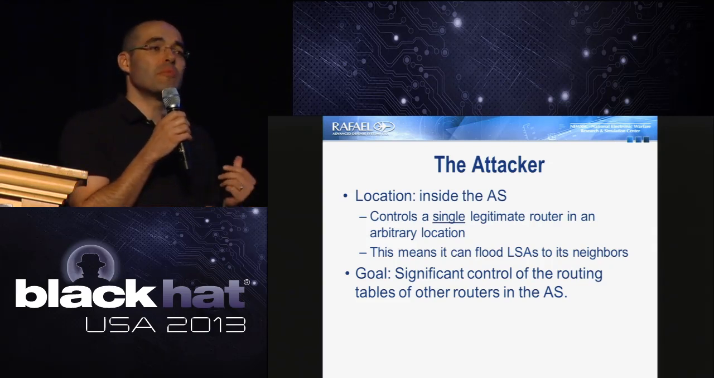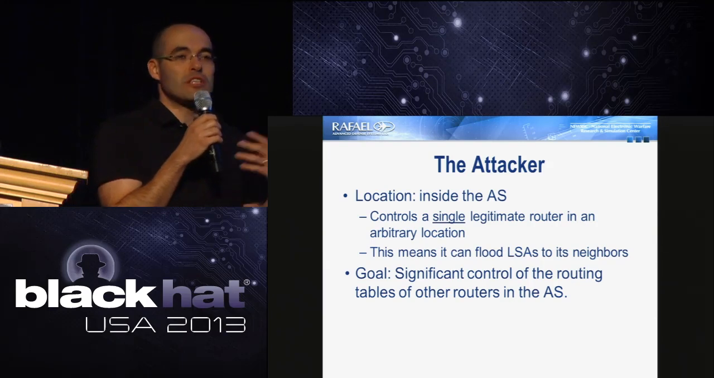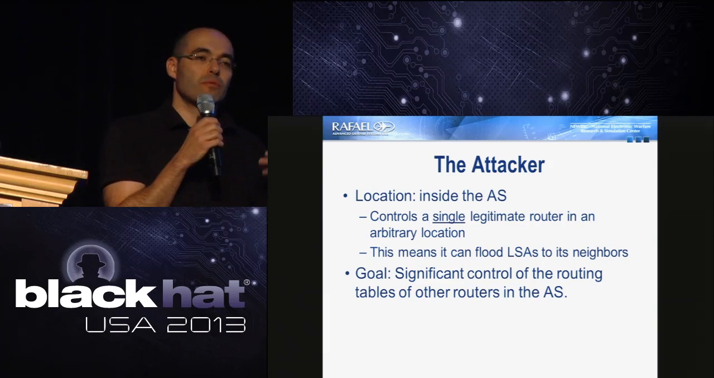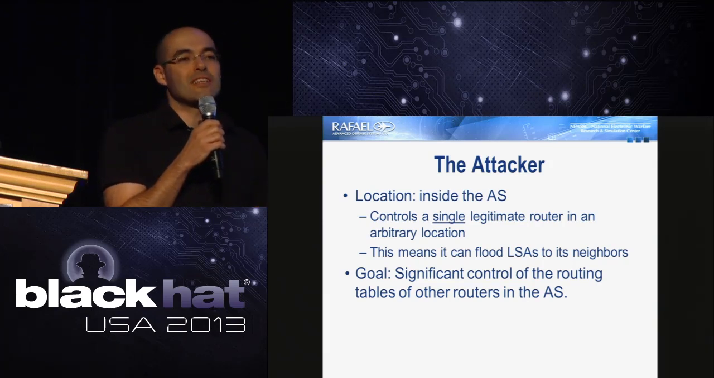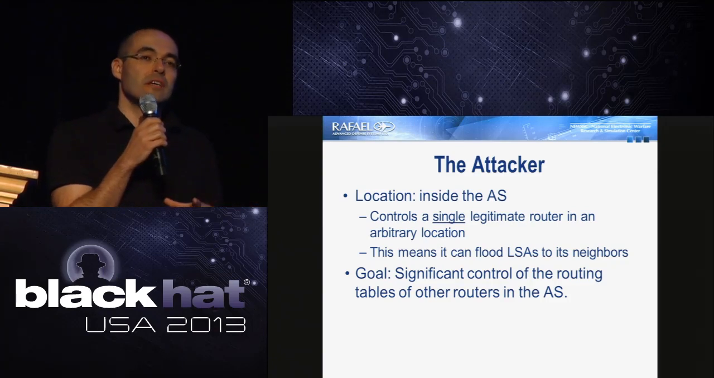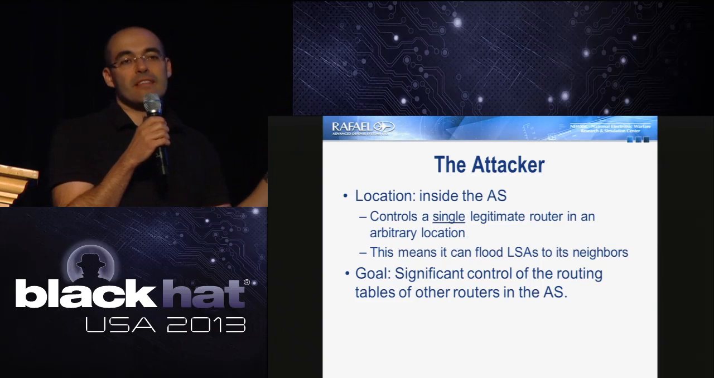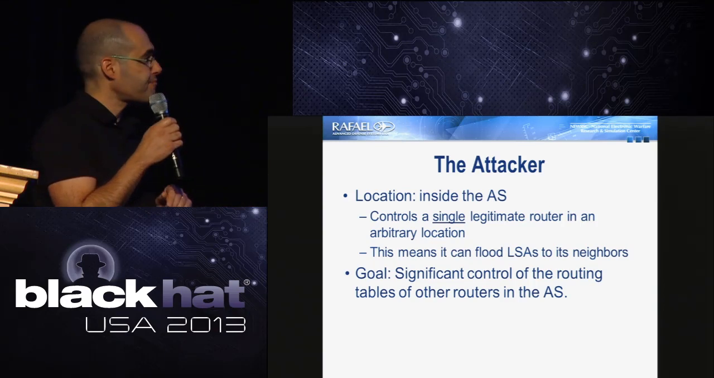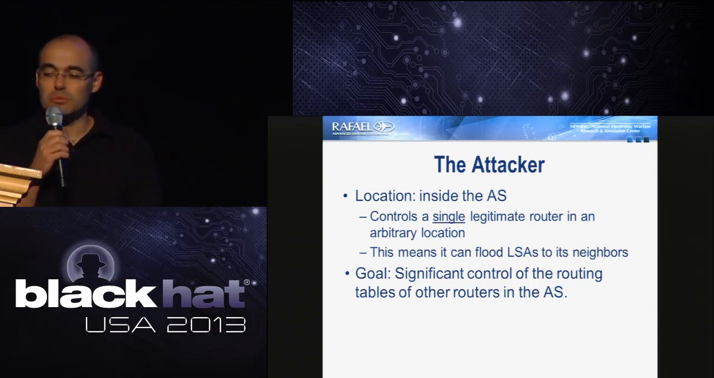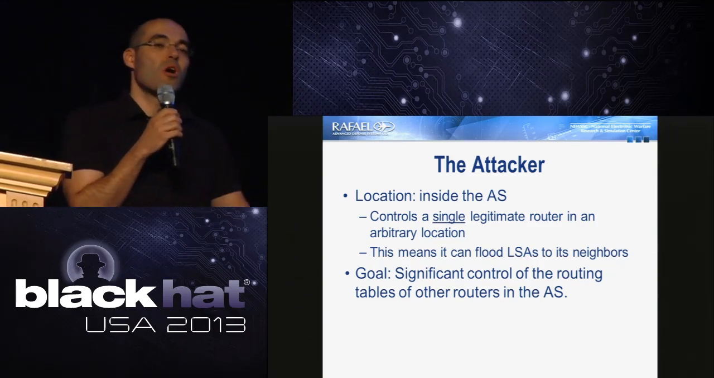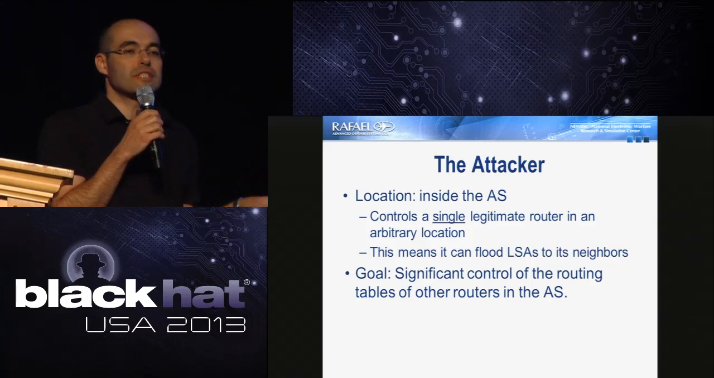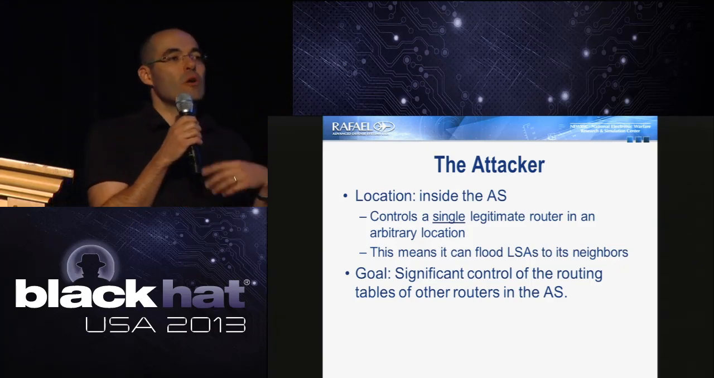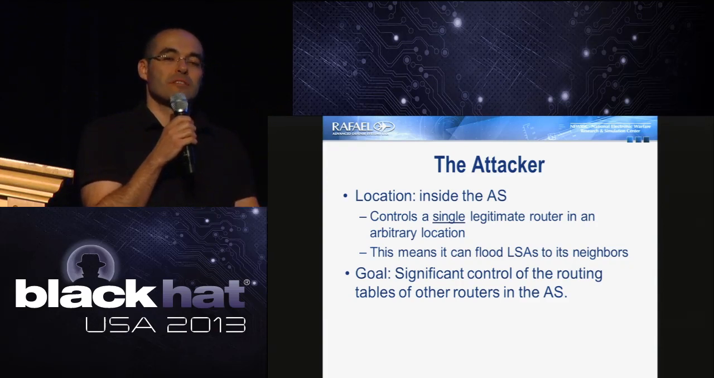We needed to assume this because we wanted to search for OSPF attacks. In order to carry out OSPF attacks, the attacker needs to send OSPF messages to at least one other router within the autonomous system. There are cases where the attacker can do it from the outside. In such cases, the attacker doesn't need to take control over a router within the autonomous system. The goal of the attacker is to significantly control the routing tables of the other routers within the autonomous system. It controls just a single router, and now it wishes to control the routing tables of all the other routers.